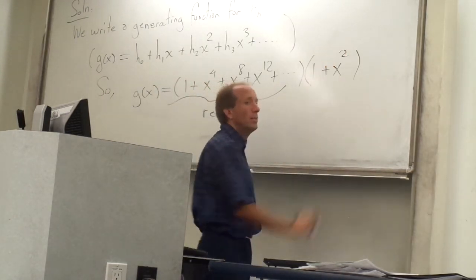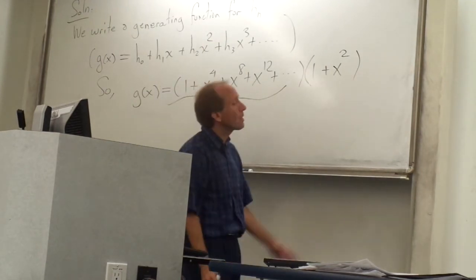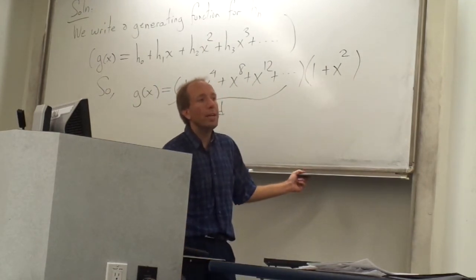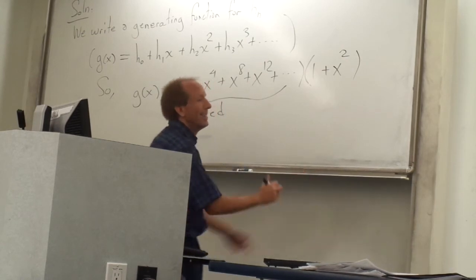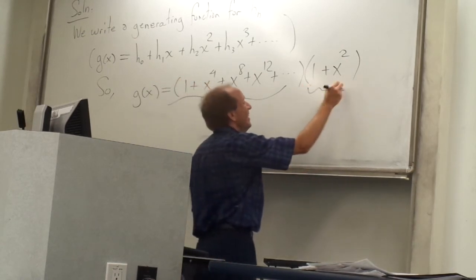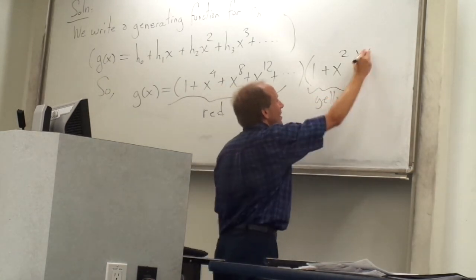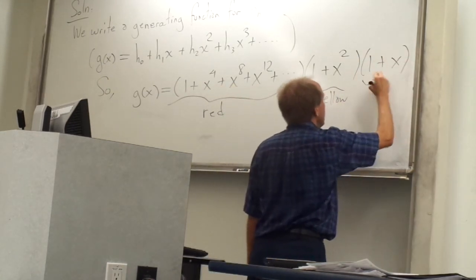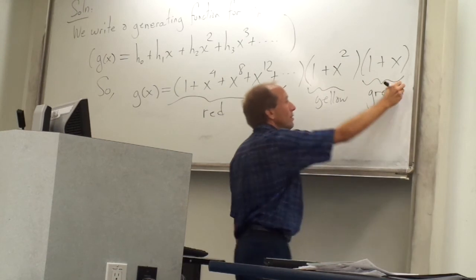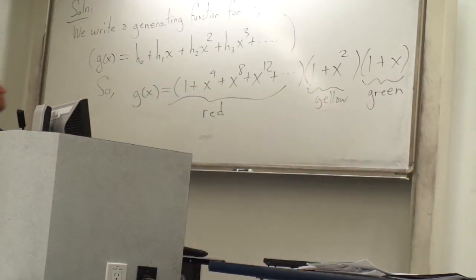And then for the green, what were we? Green is at most 1. So you have just 1 plus x. Okay, good. And you just multiply these, right? Oh, yeah, you go down backwards. That's all right. So we just do it like that.